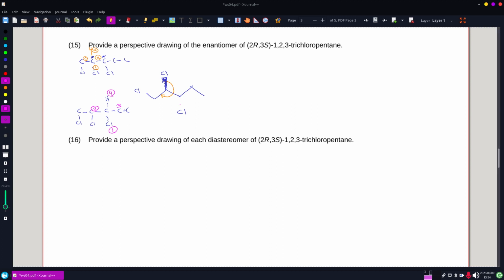So I'm going to go from 1 to 2 to 3, which is clockwise. But I want S, so I'm going to put the hydrogen in the front and the chlorine in the back.